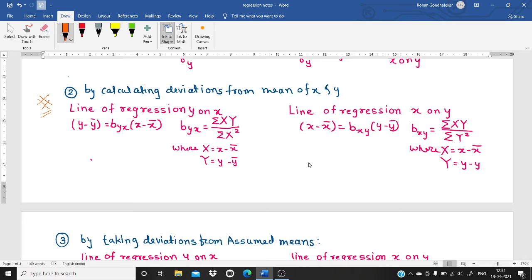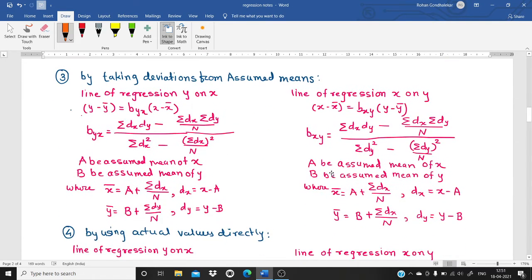So if you prepare a table for correlation, the exactly similar table you can utilize to calculate byx and bxy, and of course the lines of regression. That's why I emphasize that you can go with the actual deviations from the mean of x and y. Deviations from the actual mean of x and y. Okay, fine.